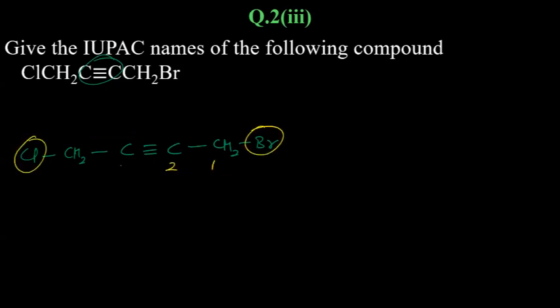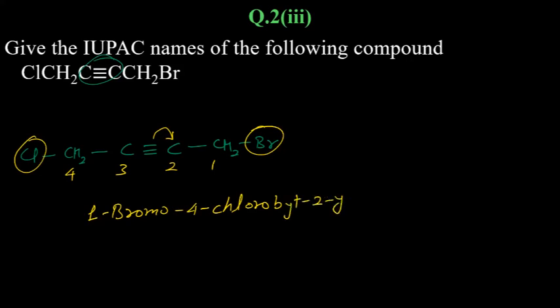So 1, 2, 3, 4. On 1 you have bromine, on 4 you have chlorine, and then you have butane, but it has the triple bond, so butane, but the triple bond is on the second carbon, so but-2.